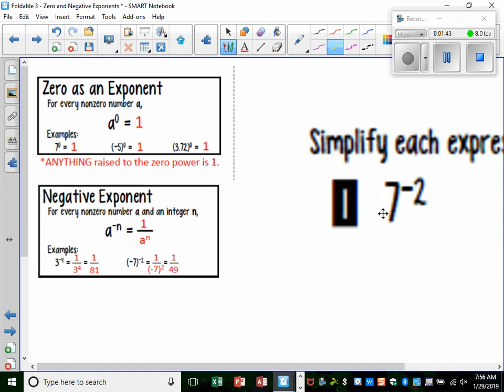So now we're going to do question 1, but we're applying these rules. If I come up with anything to the 0 power, I'm going to just say 1. Okay, if I have a negative exponent, I'm going to be taking the reciprocal. So 7 to the negative second would be 1 over 7 to the positive second, which is 1 over 49. So you do want to say 7 times 7 is 49. Okay, don't do 7 times 2.